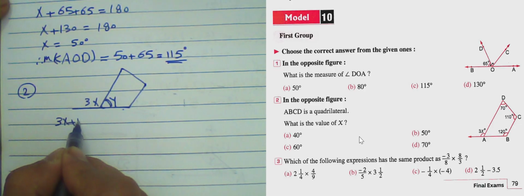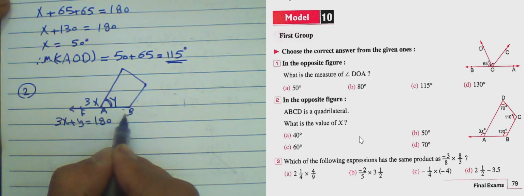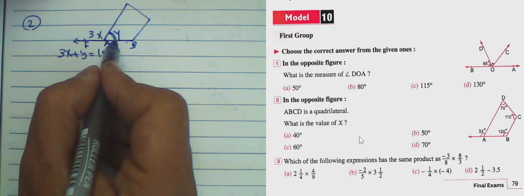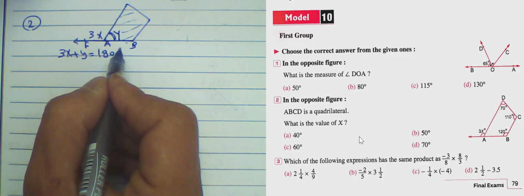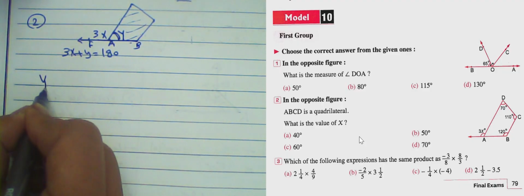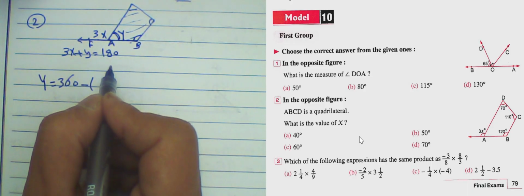And we know 3x plus y equals 180. We call this a supplementary angle, because point A belongs to the ray AF. Then the measure of angle 3x plus y equals 180 degrees. We have a quadrilateral, so you can find the measure of angle y from the quadrilateral. y equals 360 subtract the sum of all interior angles.